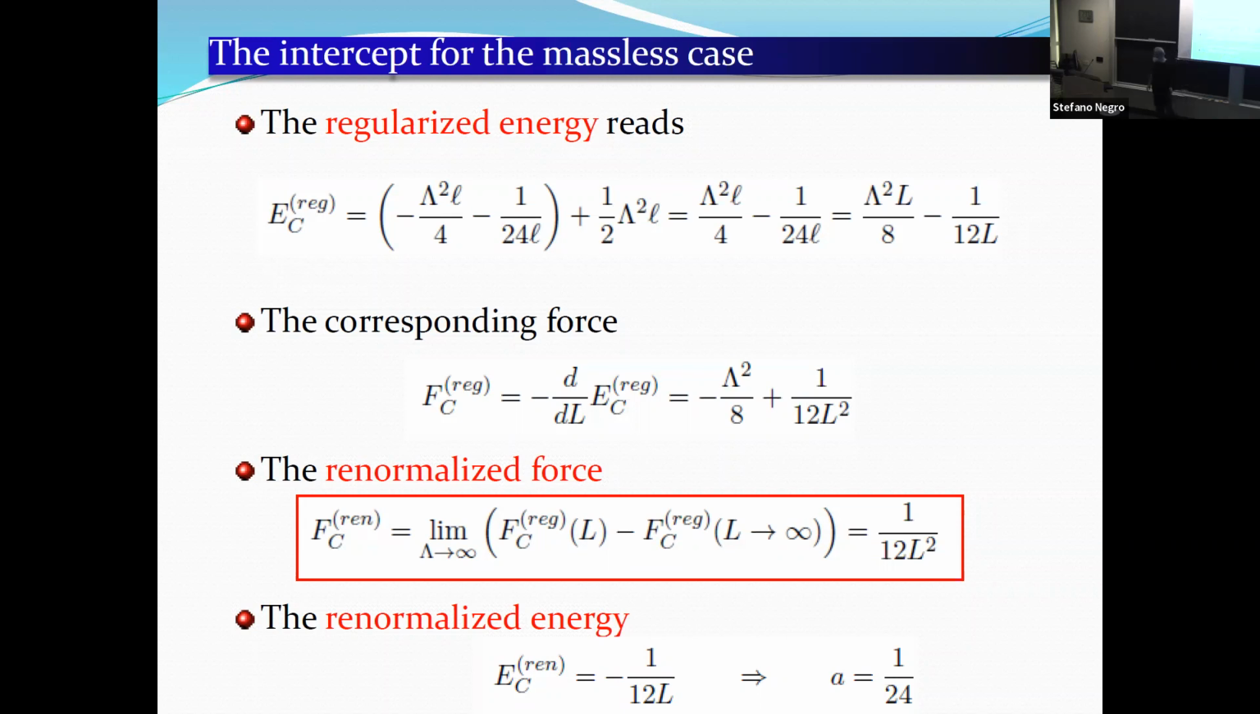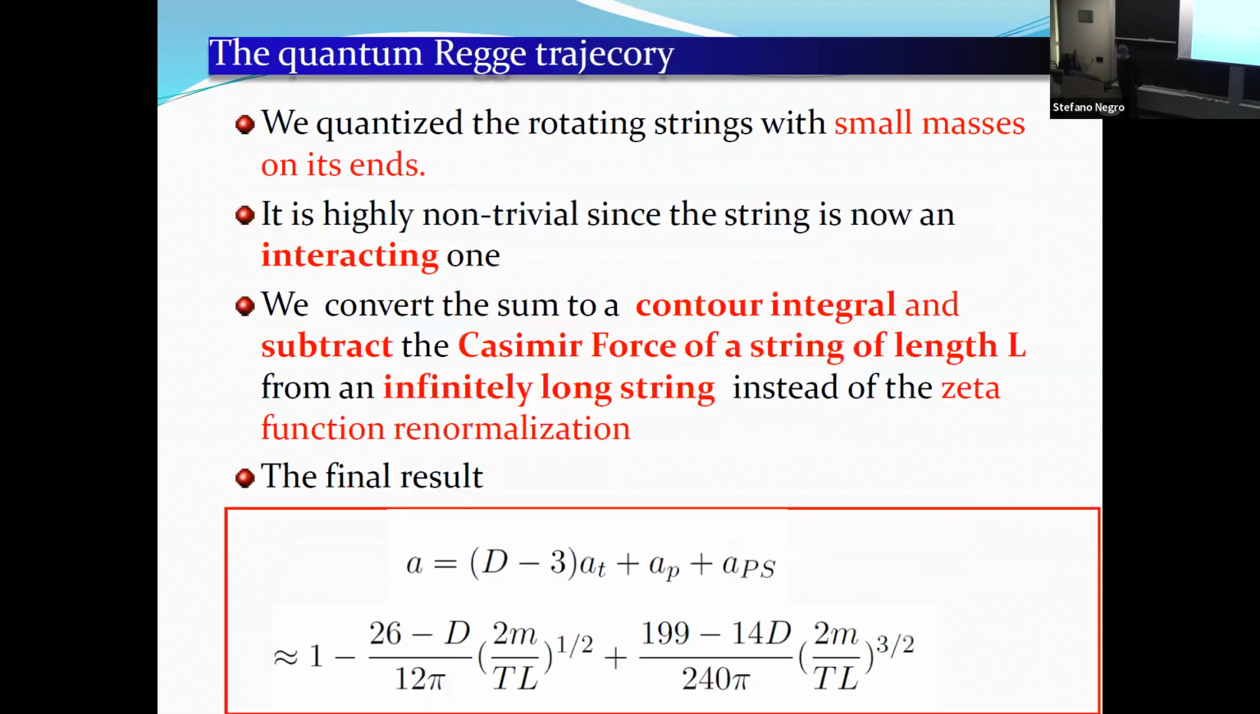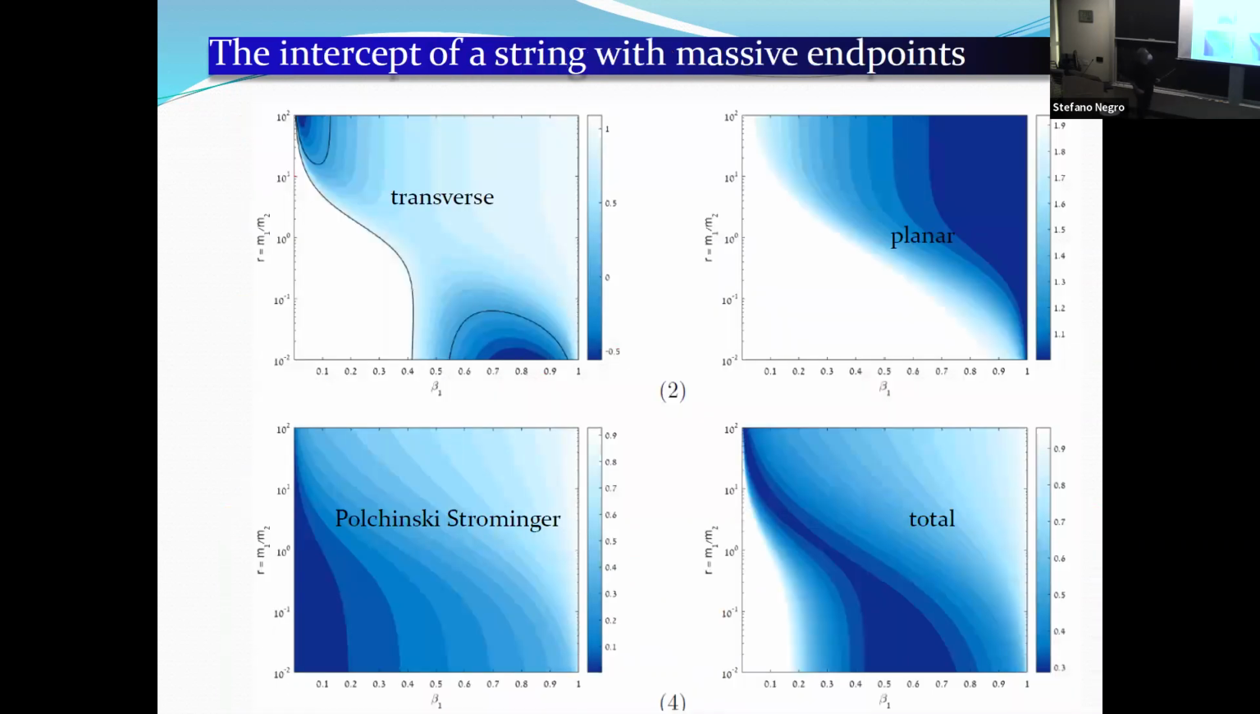That's the same result as the zeta function, but I'm not showing you now the computation with masses, but it's much more complicated. The function is not as simple as I showed, but we did a calculation, and you get a contribution from d-3 transverse modes to the plane of rotation, one planar mode, and then this Polchinski-Strominger, which is the Liouville mode. So altogether, the intercept looks as follows.